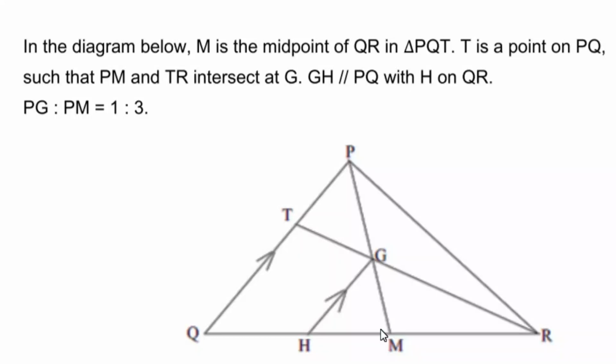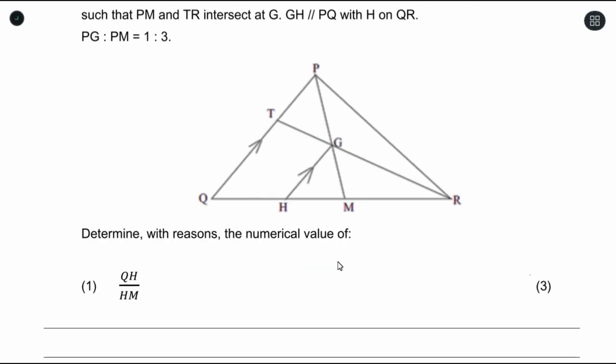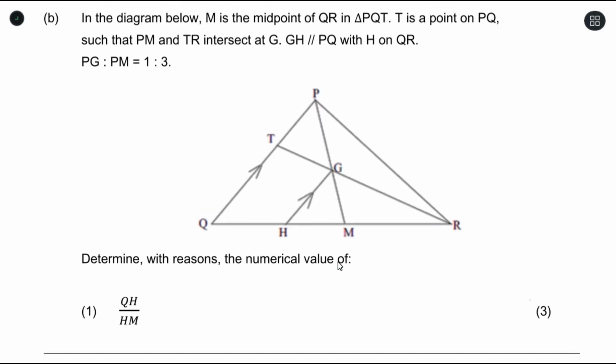In the diagram below, M is the midpoint of QR in triangle PQT. T is a point on PQ such that PM and TR intersect at G. Now we have GH is parallel to PQ with H on QR. PG ratio PM is equals to 1:3. Now determine with reasons the numerical value of QH over HM.